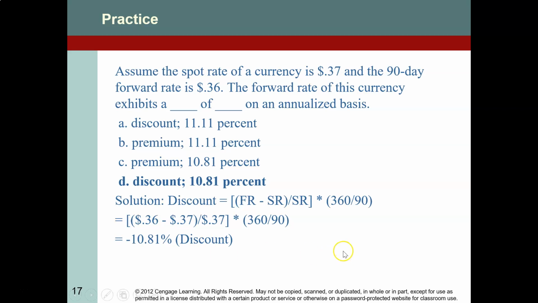Okay, so these are all questions or practices for calculating forward discount or forward premium. You use forward rate minus spot rate divided by spot rate. You can also use forward rate divided by spot rate minus 1. You get the same answer. If it's positive sign, it's forward premium. If it's negative sign, it is forward discount. Okay, and our original formula is forward rate equals spot rate multiplied by 1 plus P. Here the spot rate is the current spot rate.